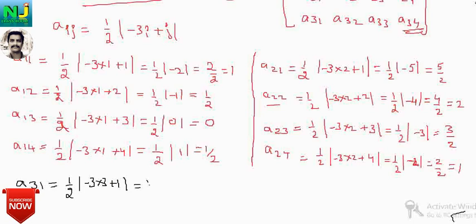So what is the answer? 1 by 2 minus 3, 3 is a minus 9, plus 1 is minus 8. Modulus of minus 8 is equal to plus 8. Plus 8 by 2 is equal to 4. So now we go for A32. Put A32 is 1 by 2 minus 3 into 3 plus 2.